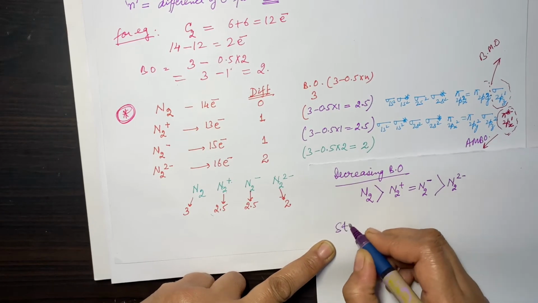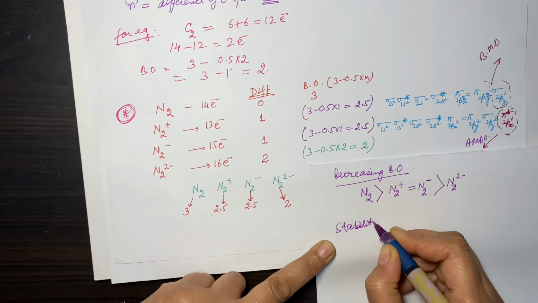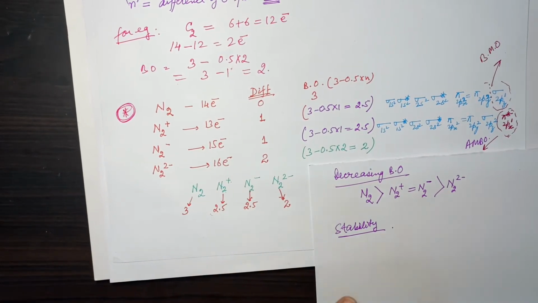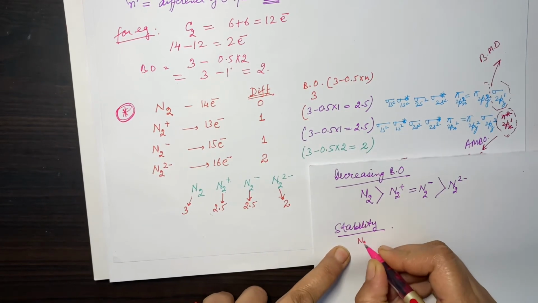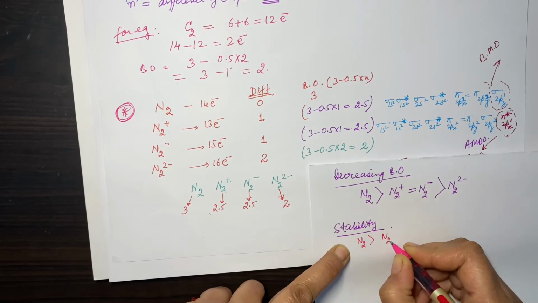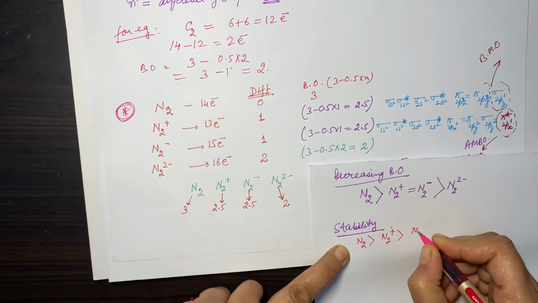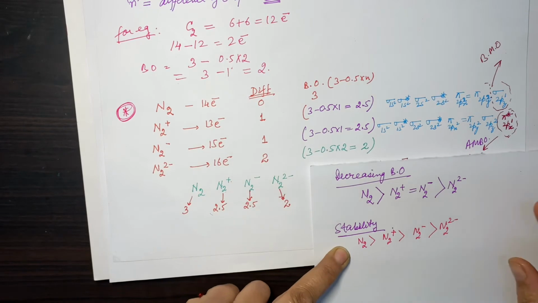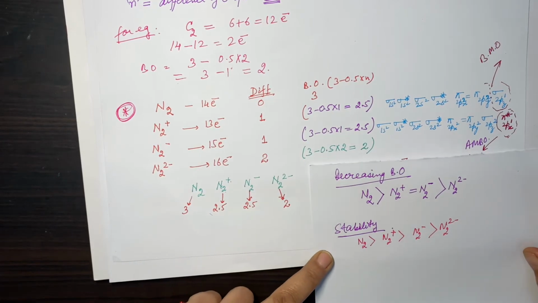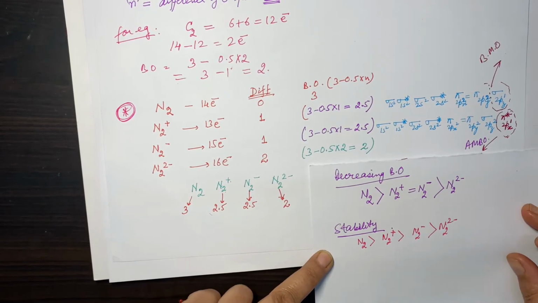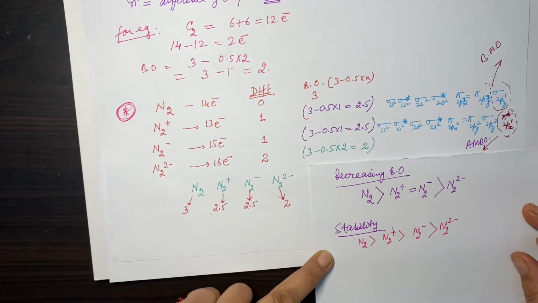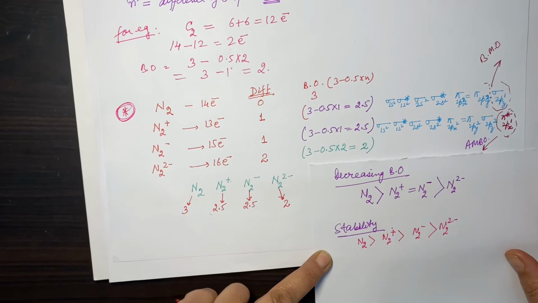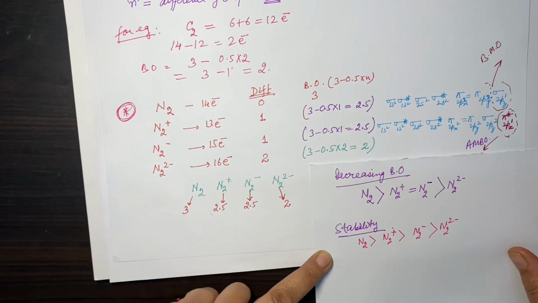But if the question comes in the form of stability, then N2 will be more stable, then N2 positive, then N2 negative, and then N2 2 negative. So, by seeing the question, we can answer it correctly. So always do the question by thinking twice.